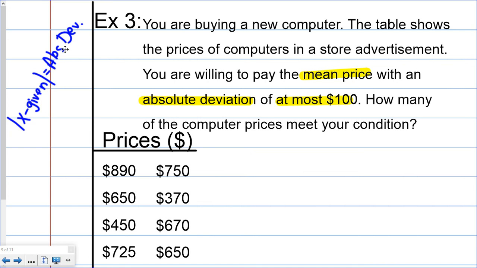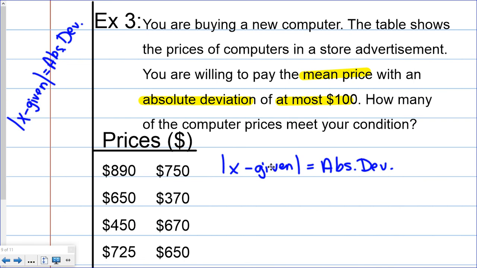Abbreviating those, and it'll tell you your absolute deviation in the problem. All right, so if we follow along with that, then we have our formula here that we are going to rewrite. That is the absolute value of x minus the given, and that's equal to the absolute deviation. Now we are going to fix or alter this as we go through.